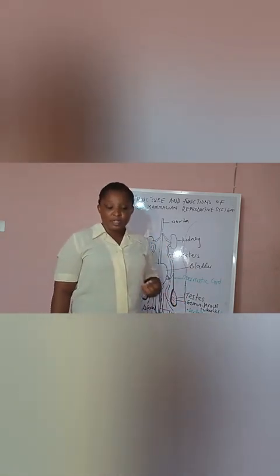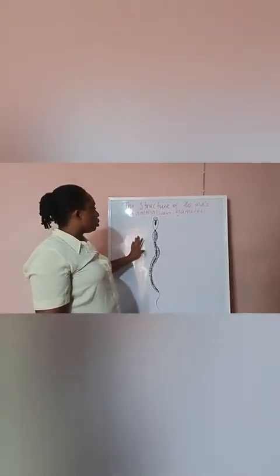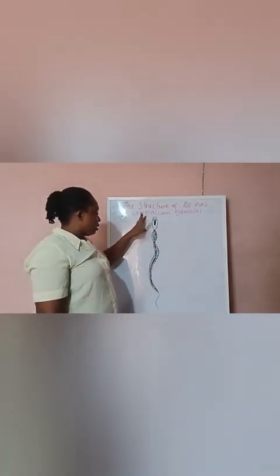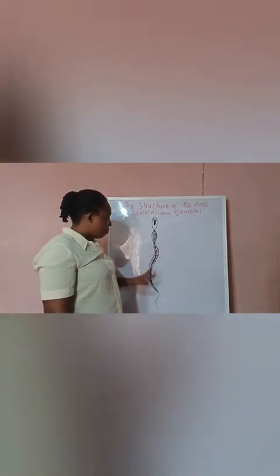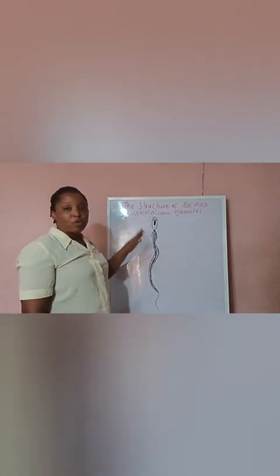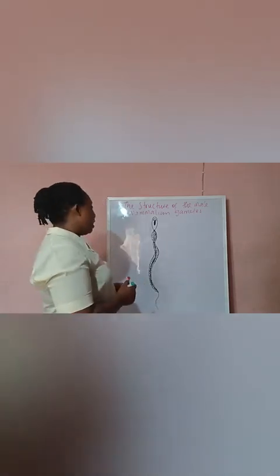Now, next we are going to be looking at the structure of the male cell, which is known as a spermatozoa. Here is the structure of the male mammalian gamete. We're going to be looking at the different components in the structure of the mammalian gamete, and how they help the sperm to achieve its goal, which is fertilization.